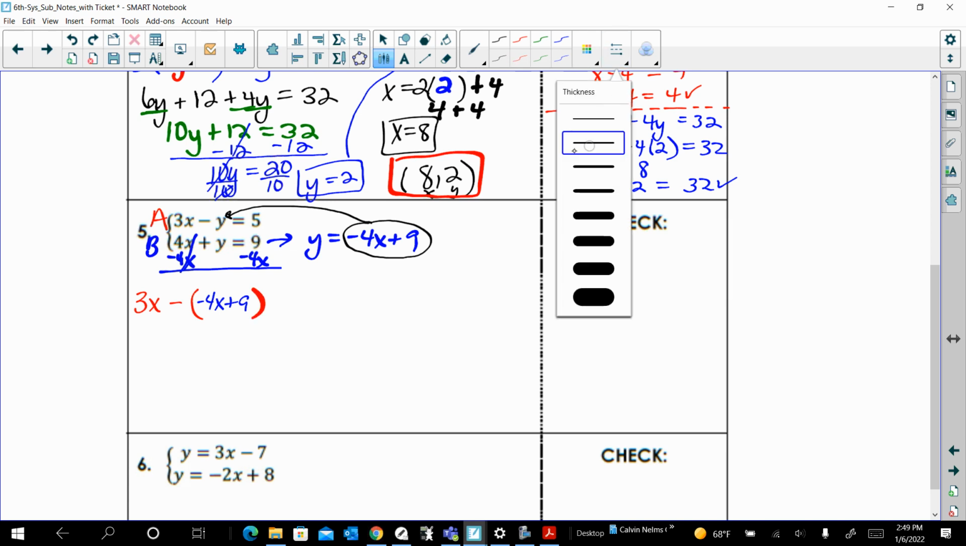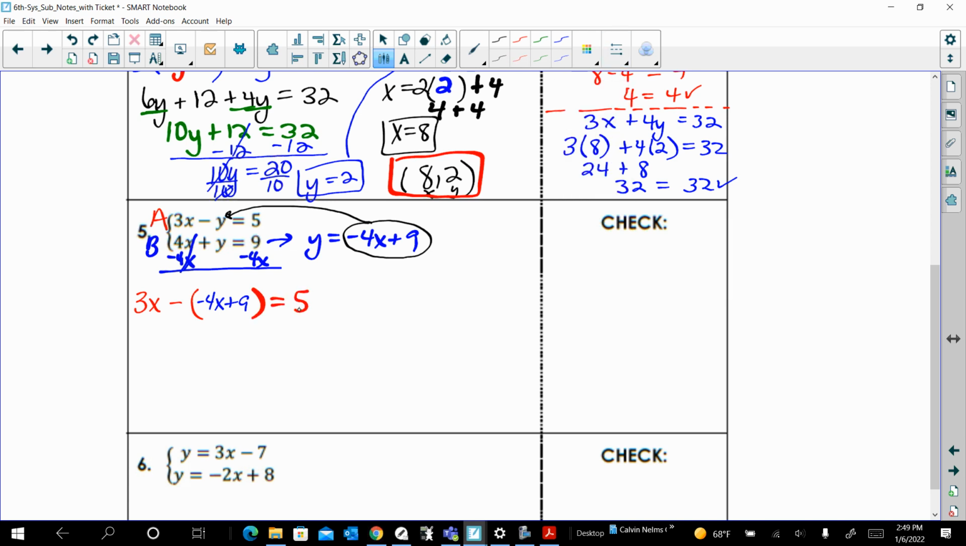Then it's going to equal 5. And the only thing we now have to remember is whenever we have a minus in front of the parentheses, that's like a negative 1. You have to remember there's a 1 right there to put that coefficient of 1. So I can now distribute that negative 1 inside to the expression.